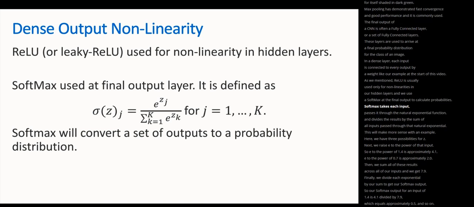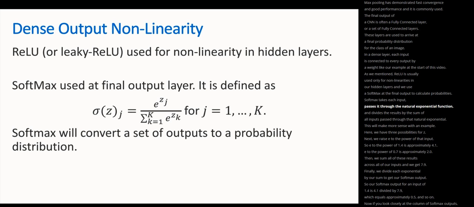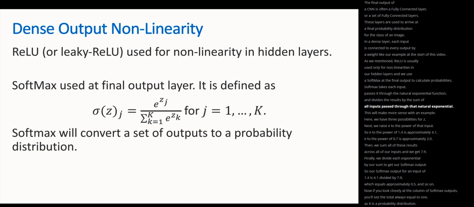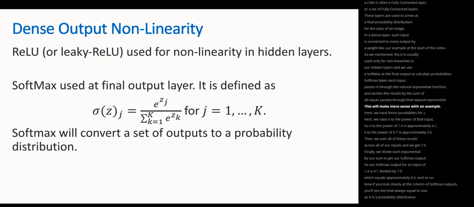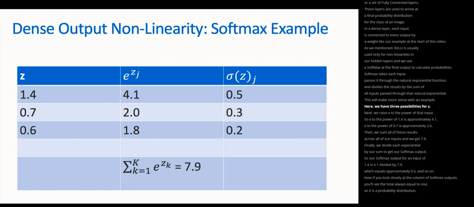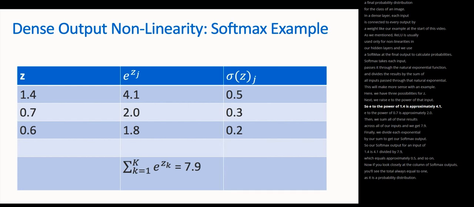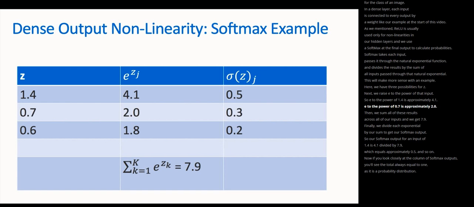Softmax takes each input, passes it through the natural exponential function, and divides the result by the sum of all inputs passed through that natural exponential. This will make more sense with an example. Here we have 3 possibilities for z. Next, we raise e to the power of that input. So e to the power of 1.4 is approximately 4.1. E to the power of 0.7 is approximately 2.0.